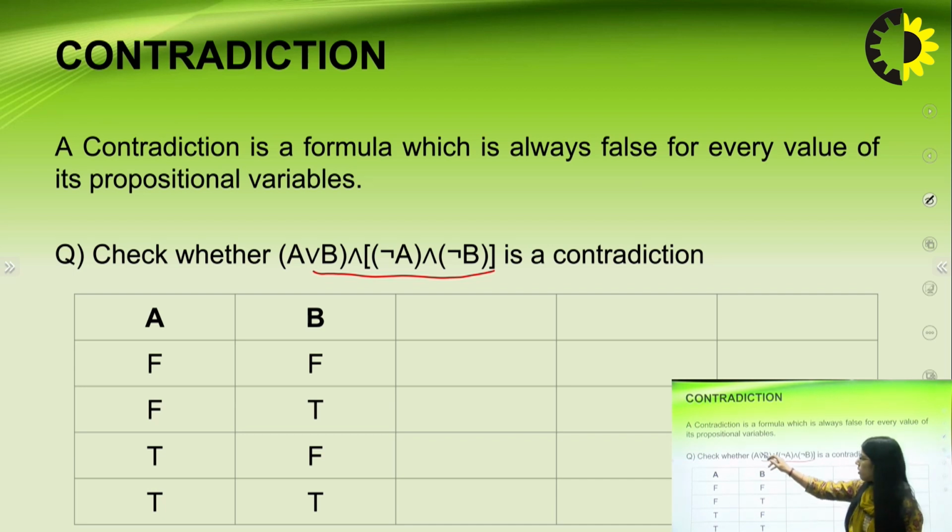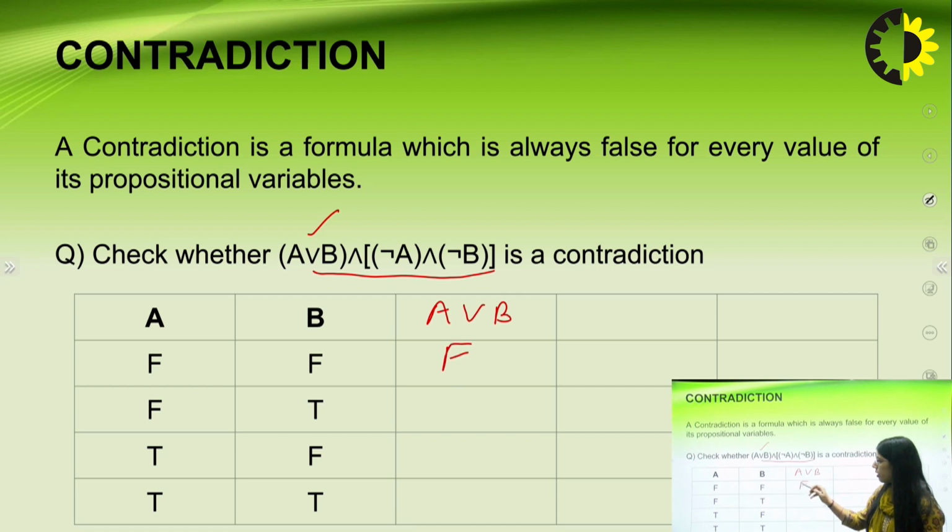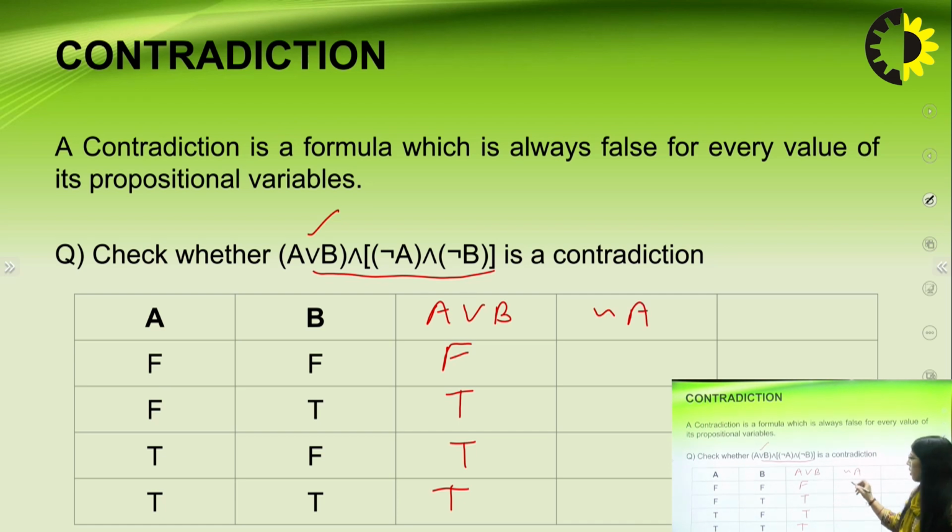Let's see. Firstly, let's find out A or B. Here we have false, false, which results in false. If one of the values is true, then the result is true. So here it is true, true, for true, false it is true, and the last one is true. Next, let's find out the negation of A. For false we have true. Again false, true. Then the value is true, the result is false, and the last one is false. We have already found out.